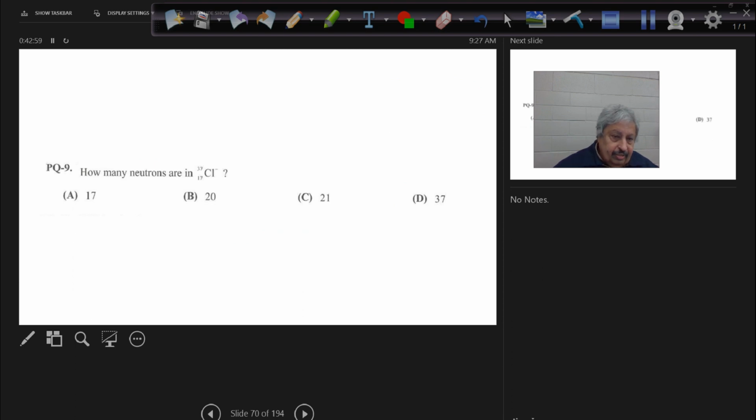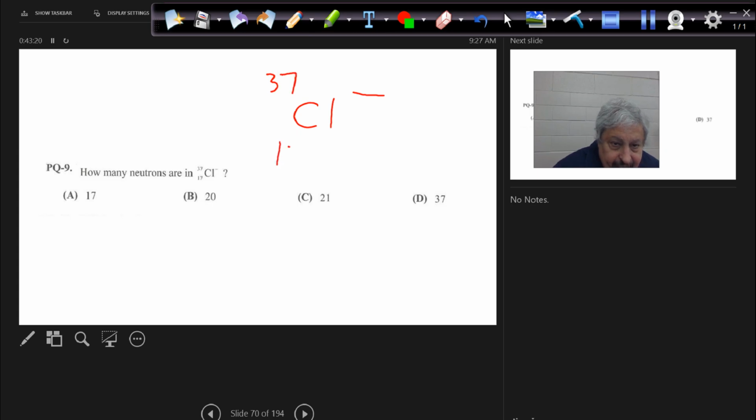How many neutrons are in this? Now you have to watch. It's very tricky. They put for you chlorine. But we have to solve it. Even if you saw the answer, don't worry about the answer. Chlorine, and it has -1. This is 37. This is 17.